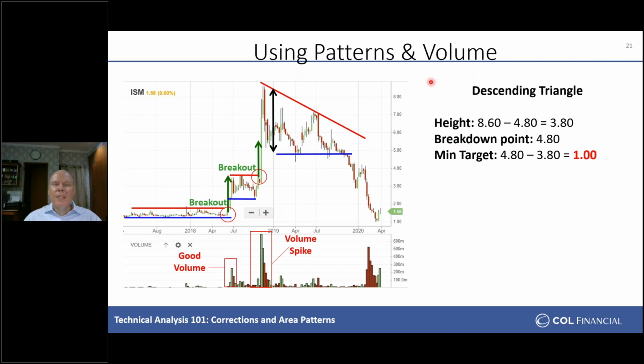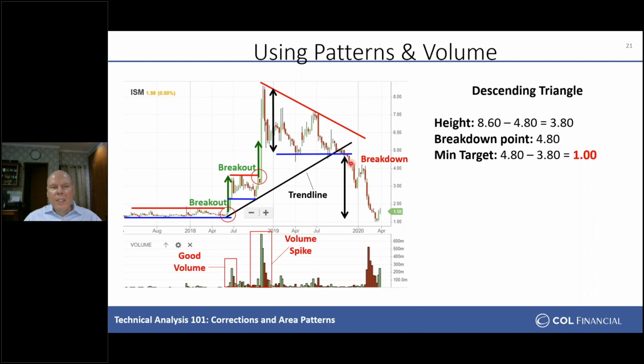Well, let's do our basic calculation again. So let's measure the height of the area pattern to the base of the area pattern. Height 8.60, low end 4.80. Size 3 pesos and 80 centavos. Where is the breakdown point? The breakdown point would be the break of this shelf. Also, you would notice I drew a trend line here, and you would clearly see where the breakdown condition is, right here below the trend line.